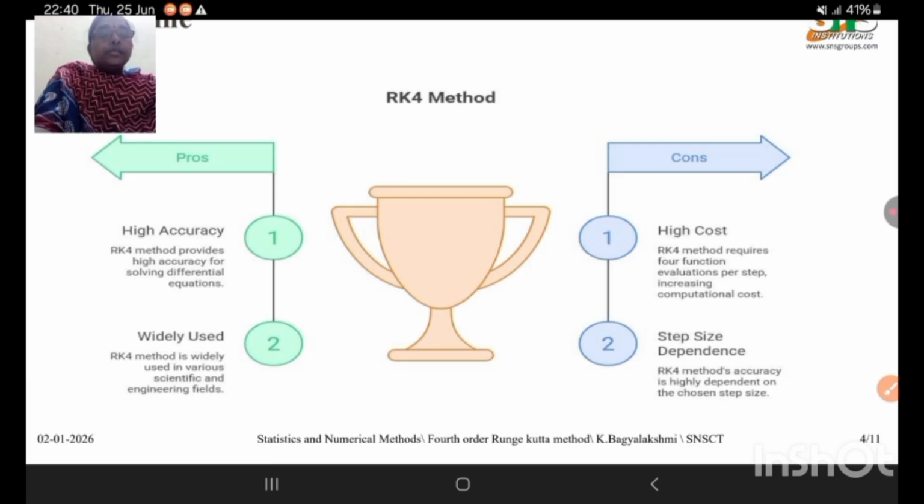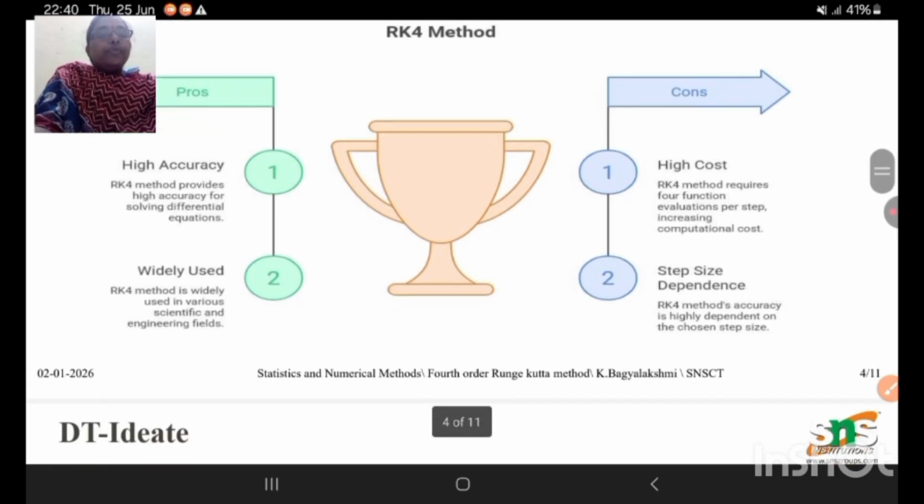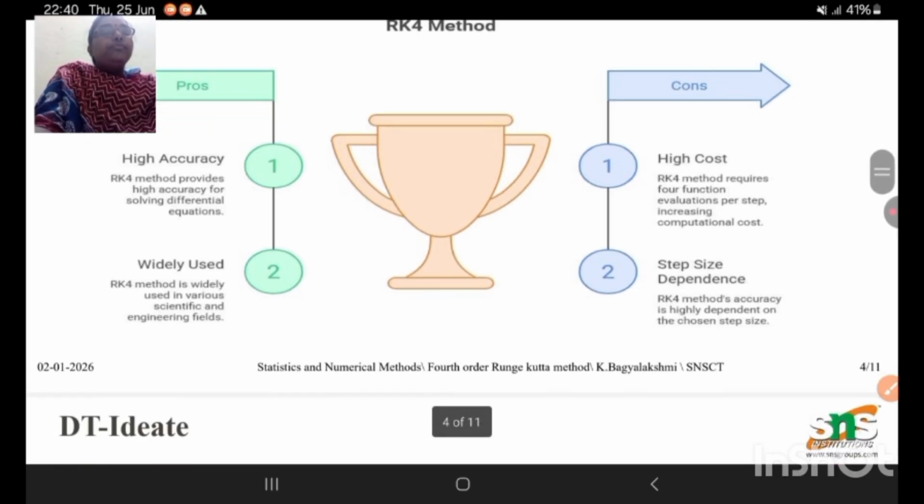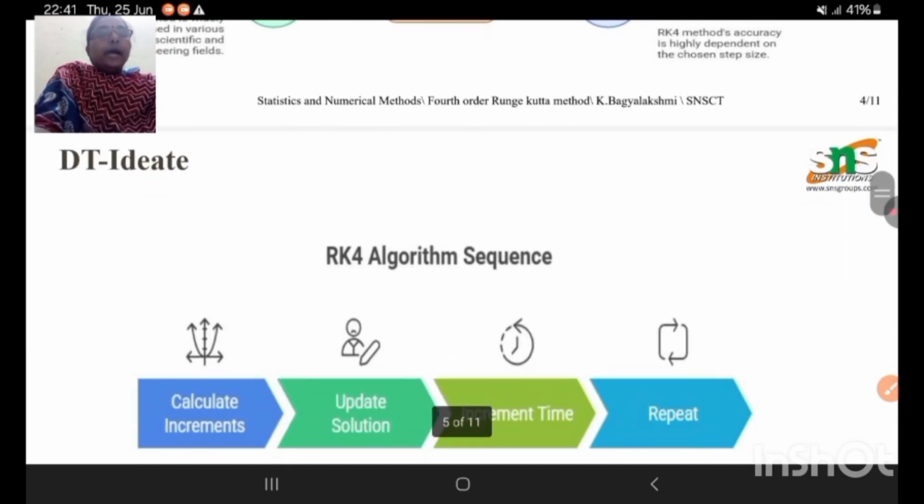chosen step size. So for example, we can choose one problem, the differential equation dy by dx equal to a function of x comma y with an initial condition y of x0 equal to y0, and we need to find the value of y at the future points. Instead of calculating only one slope like Euler's method, the RK method calculates several slopes and combines them to obtain more accurate results. Next, we move on to the ideate stage.